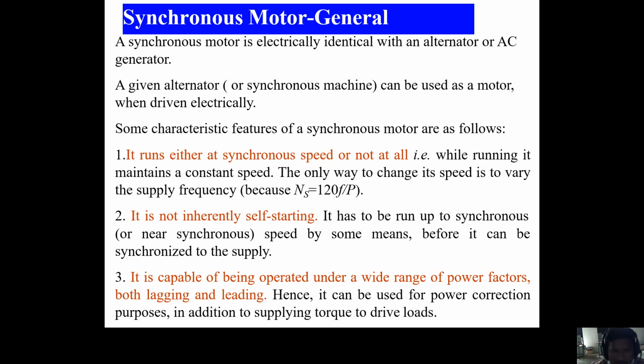So the third feature is, it is capable of being operated under a wide range of power factors. That means it can operate with lagging power factor, leading power factor, as well as unity power factor. Hence, it can be used as a power correction device also. Synchronous condenser: a synchronous condenser is used to correct the power factor of a particular machine or equipment.